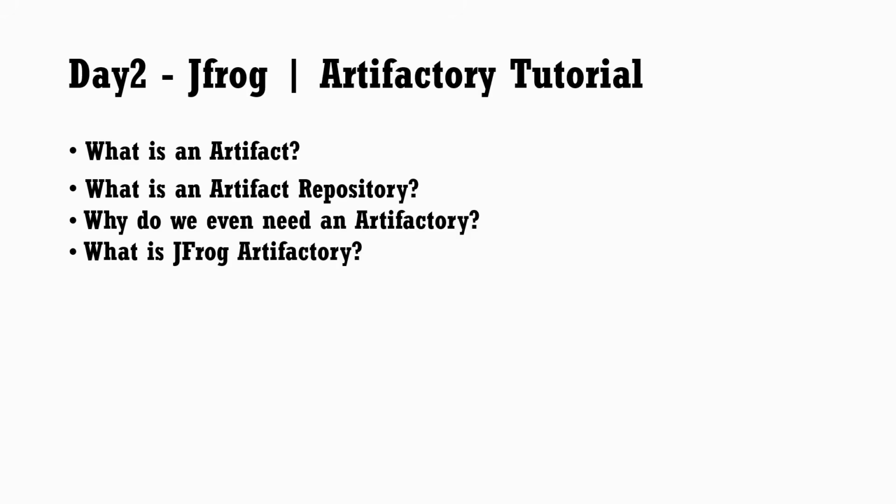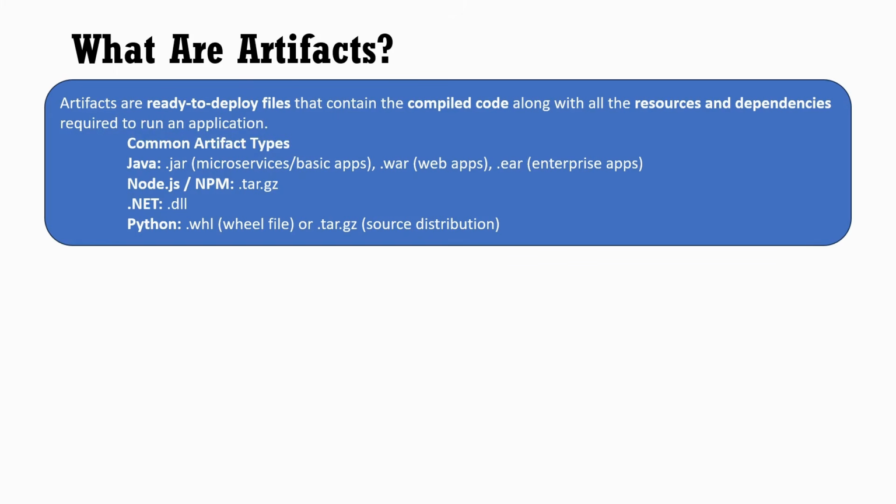Before we move forward, it's extremely important to understand what artifacts are and where we keep them, because Artifactory makes sense only when these concepts are clear. So what are artifacts? Artifacts are the files that contain your compiled code along with all the dependencies and resources required for your application to run. In simple words, we can say artifacts are deployable packages. Let's understand this in a simple and practical way.